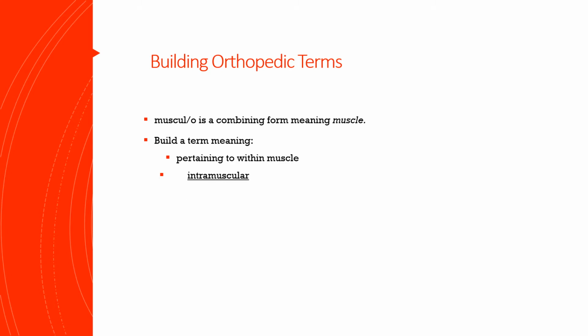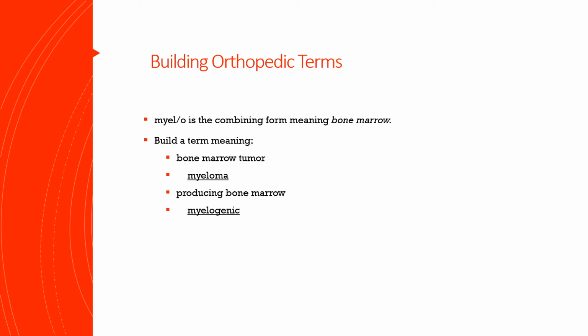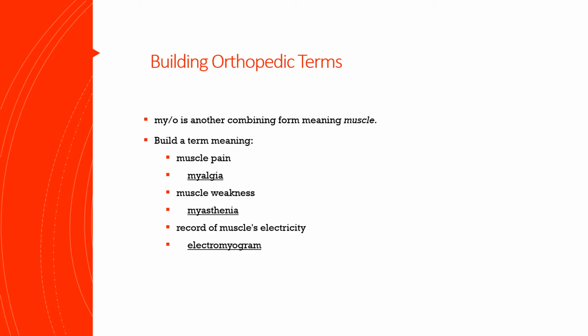Hyperkinesia. Muscul/o is a combining form meaning muscle. Build a term meaning pertaining to within muscle. Intramuscular. Myelo is the combining form meaning bone marrow. Build a term meaning bone marrow tumor. Myeloma. Producing bone marrow. Myelogenic. Myo is another combining form meaning muscle. Build a term meaning muscle pain. Myalgia. Muscle weakness. Myasthenia. Record of muscle electricity, electromyogram.